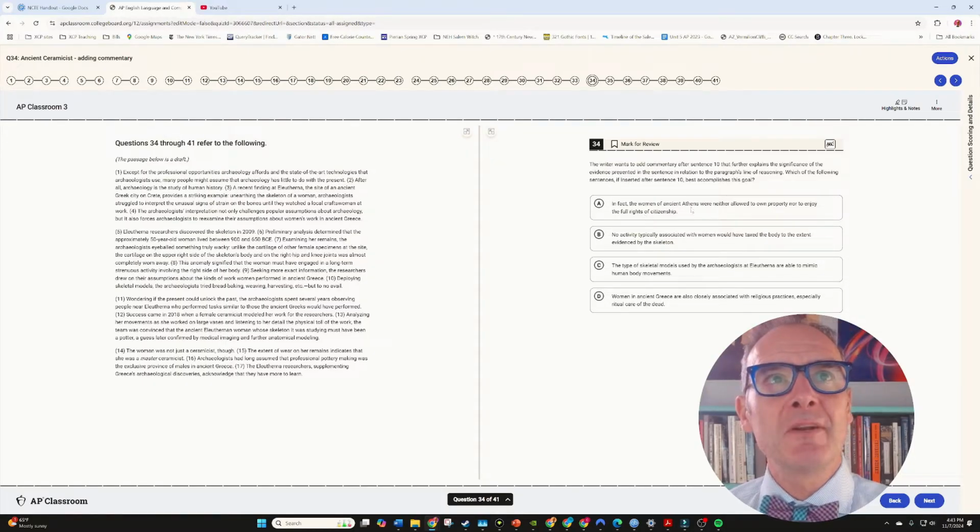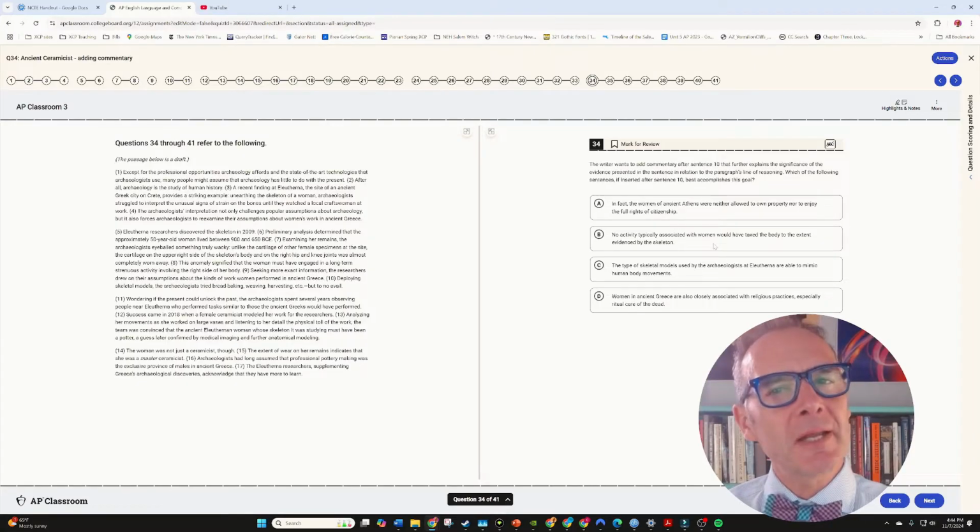A. In fact, the women of ancient Athens knew. How did you know that so fast, Dr. Zuba? You may be wondering. Well, because it says it's Crete, not Athens. So no to A. B. No activity typically associated with women would have taxed the body to the extent evidenced by the skeleton's strain. Using skeleton models, the archaeologists tried bread baking, weaving, harvesting, etc., but to no avail.